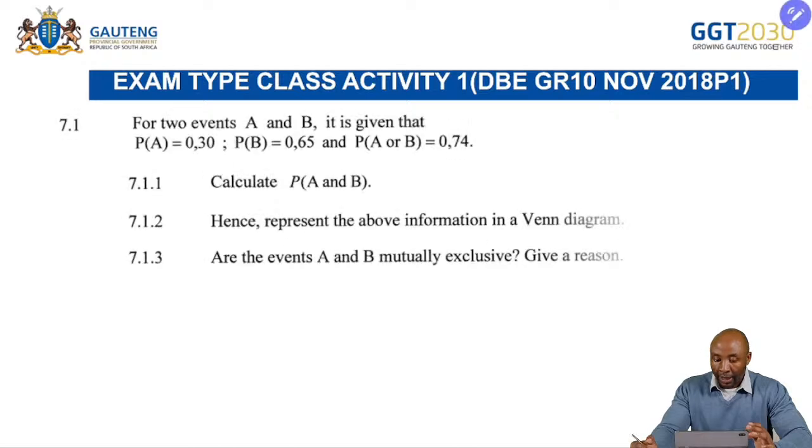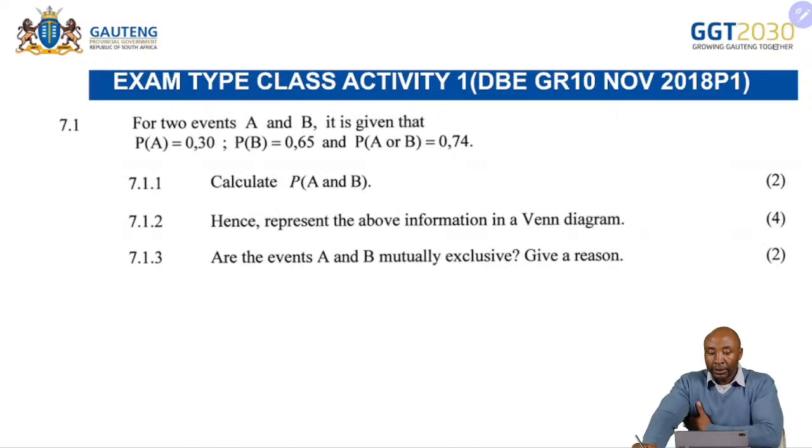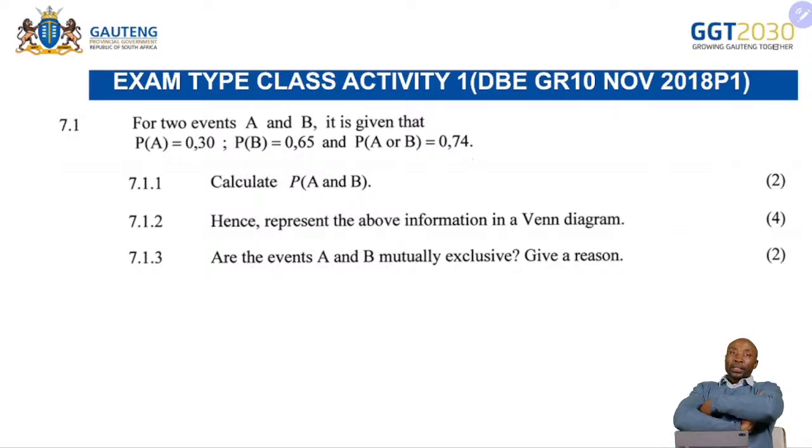Now, I will give you this question to attempt very fast, and I will give you 4 minutes to attempt question 7.1. We will mark it, and then I'll give you another activity to do.